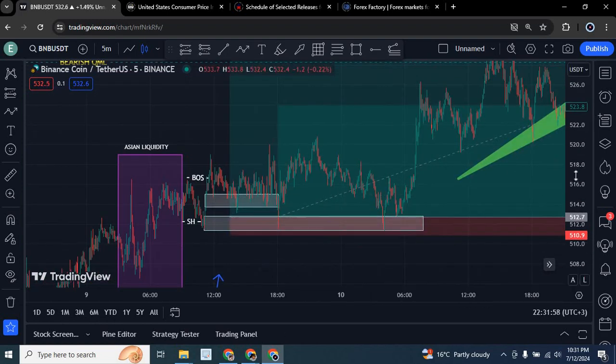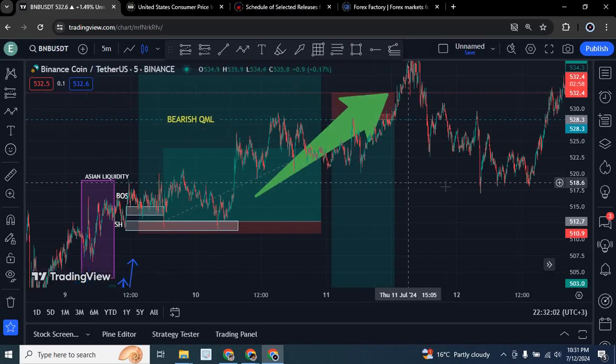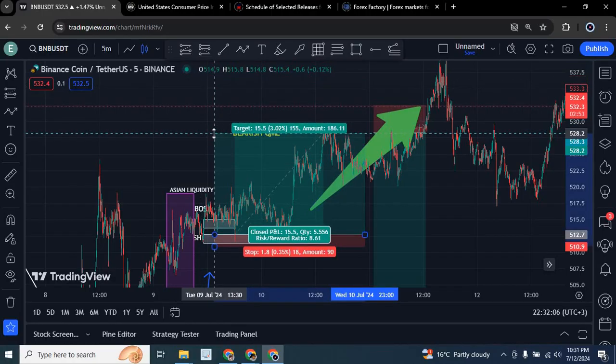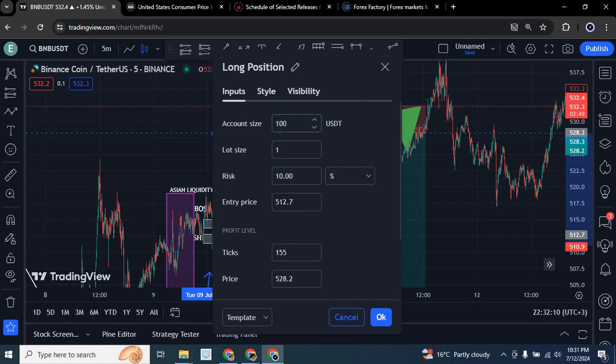Let me give a live example of this trade that I took. I think I won like $88. This one right here, but it wasn't mine. My take profit wasn't up here. It was just here, like that. So if you come to my settings, my margin was $100, risking 10%.